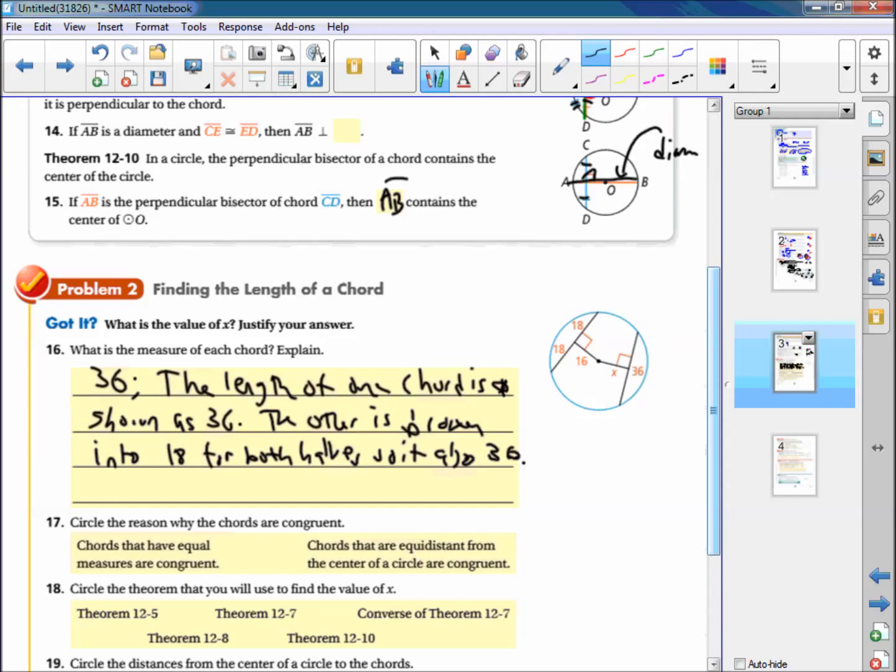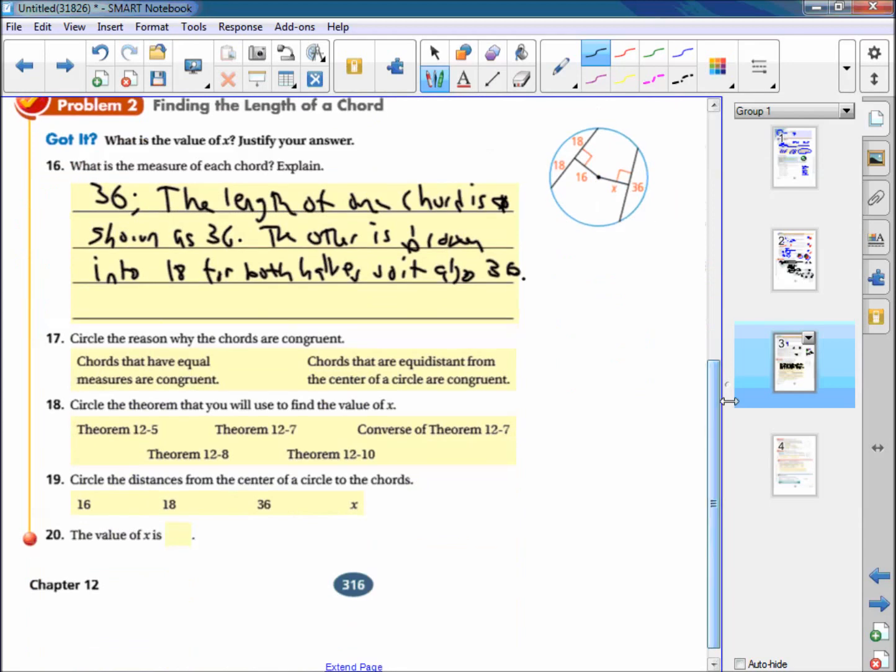All right, circle the reason why the chords are congruent. These chords are going to be congruent. They have equal measures. So if they're equal measure, they're congruent. So this one's 36. That's equal to this 36 for their measure. So therefore, they're congruent.